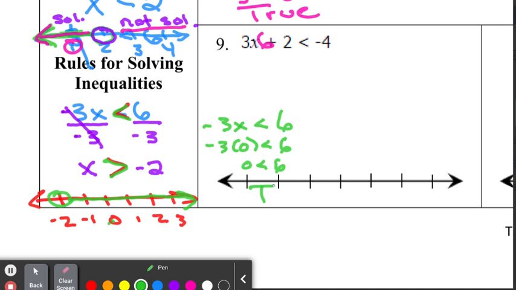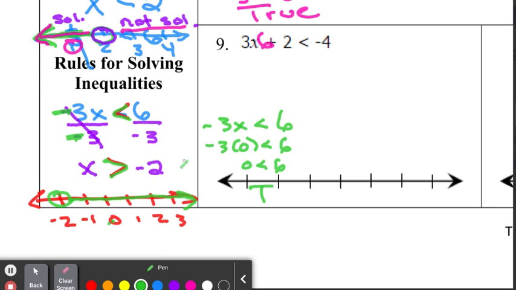If I didn't flip my symbol, that would have been false. So the bottom line is, when you multiply or divide by a negative number, you have to flip the inequality symbol. That's all there is to it.